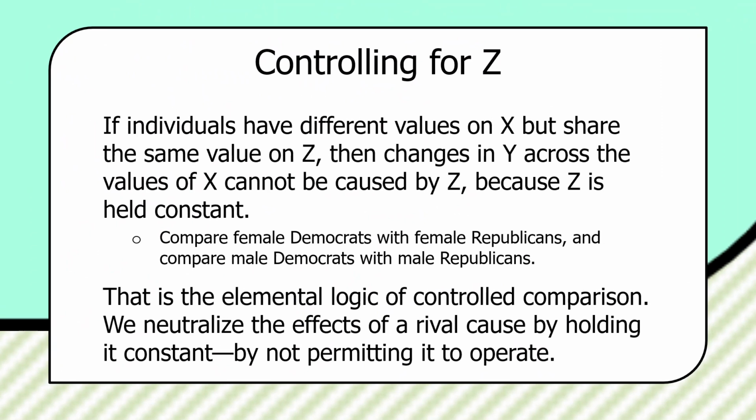That's the logic of control comparison. We neutralize the effect of a rival cause by holding it constant, by not permitting it to operate. Now, I should emphasize that if we were to find a partisan difference among females and a partisan difference among men, that doesn't mean that it's only partisanship that's causing the differences on Y, but we have ruled out gender as a potential rival. We've held it constant, not permitting it to operate.